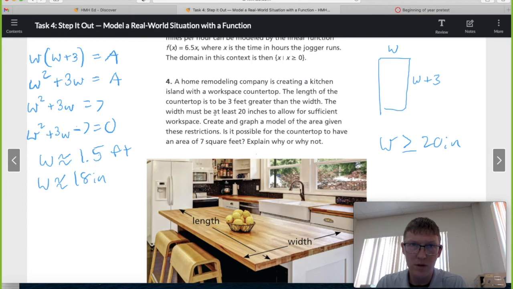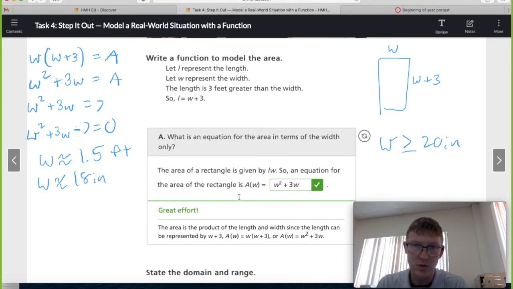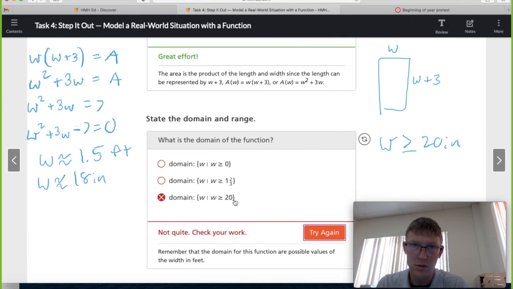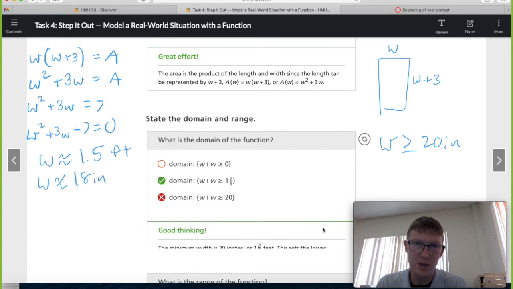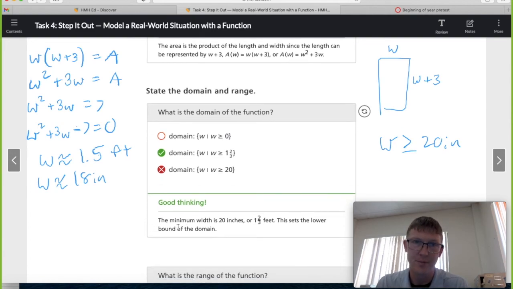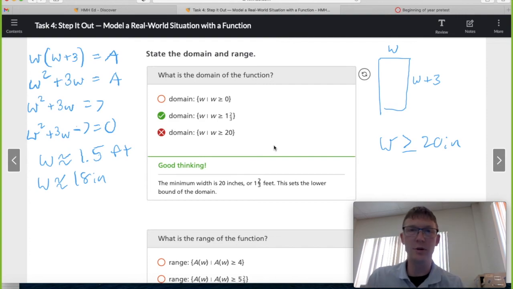The width must be at least 20 inches to allow. Oh, but they're in feet. Always check your units. Yeah. NASA ran a probe into the moon once because they didn't check their units.